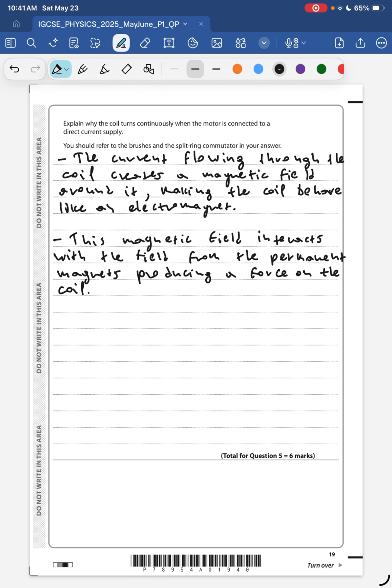Okay, so the way to understand this, let me try. If these are the permanent magnets, and this is the coil, and then there is a current in this coil, then you have to use Fleming's left-hand rule.